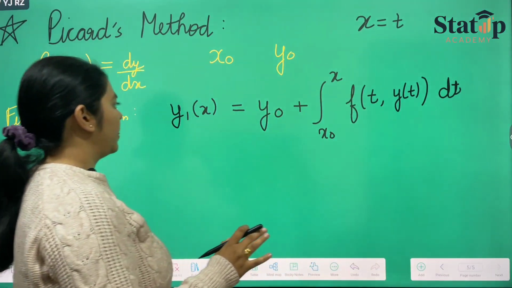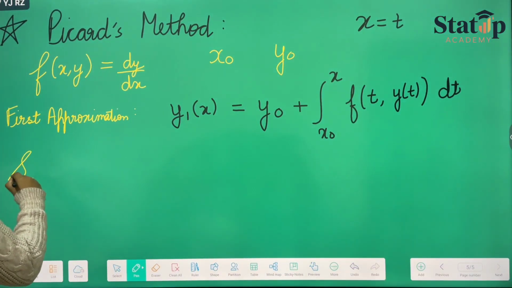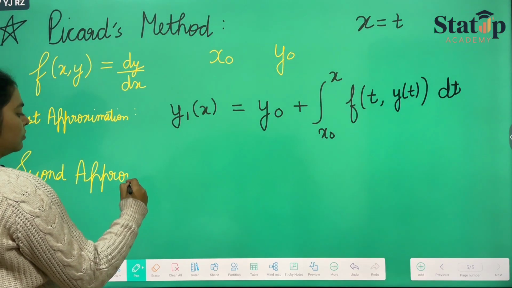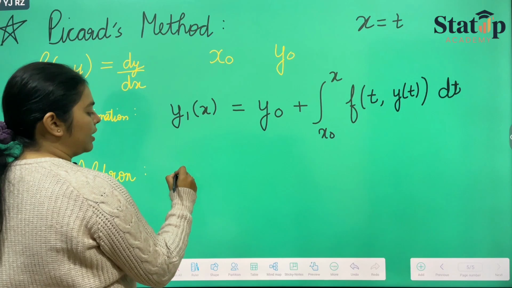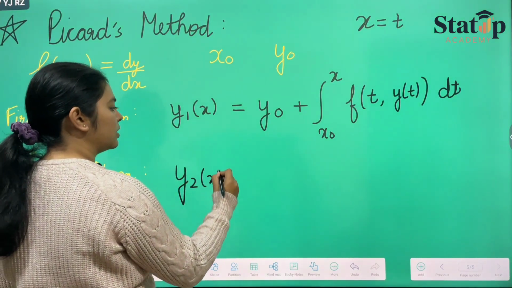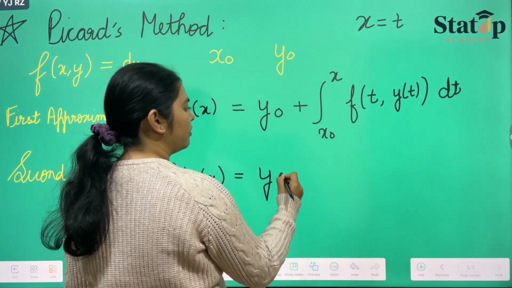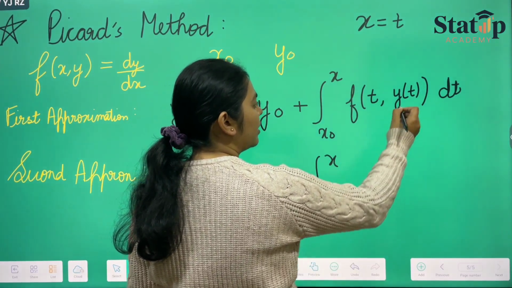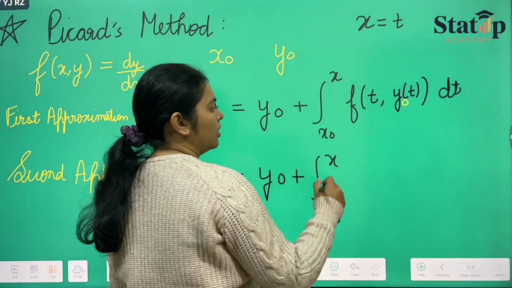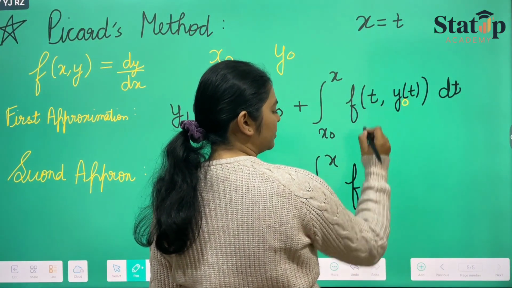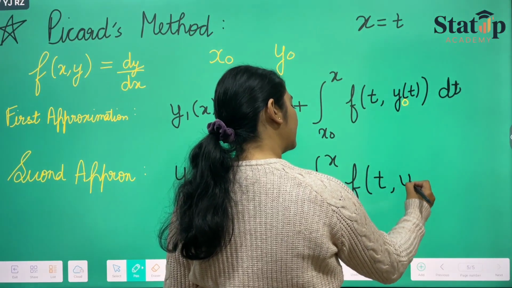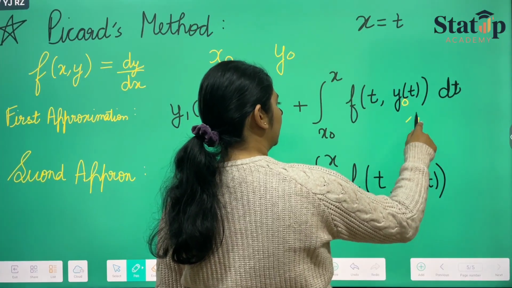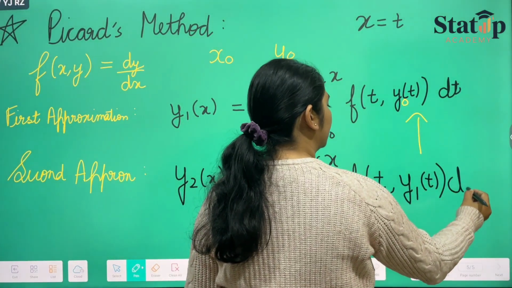This we will write. Now the second approximation: if we have to find y2(x), then it will be y naught plus the integration from x naught to x. Here it is y naught of t. So it will be the function of t, consider t here, and here we will take y1 of t, the one above, which we have calculated. We will take this, dt.